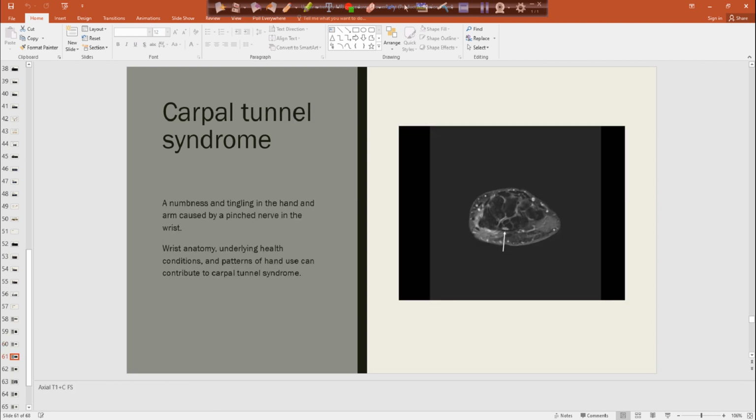Carpal tunnel syndrome. Numbness, tingling in the hand caused by a pinched nerve. It runs right through the carpal bones. A lot of people that constantly type, secretaries back in the day, used to get this a lot.